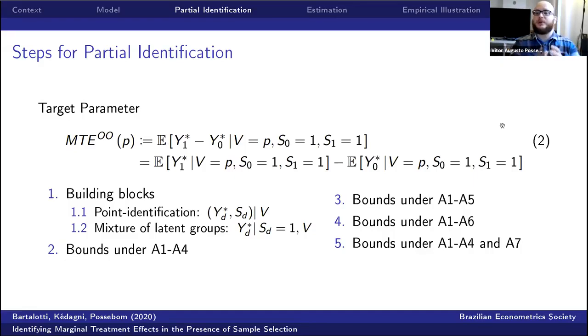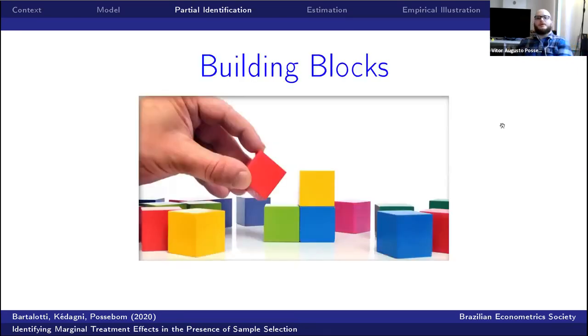And we will show that this conditional distribution can be written as a mixture of latent groups. This mixture result will basically contain all the intuition behind our identification results for each set of assumptions. And here we will discuss all sets of assumptions and how the bounds change from one set to the other. So let's start with our building blocks.